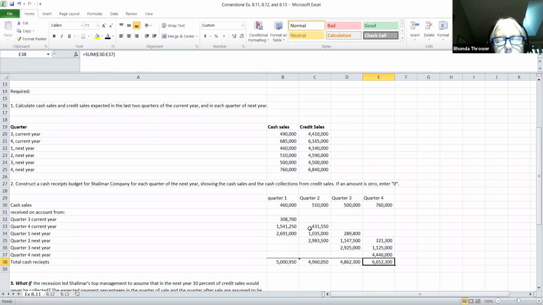And this would be a budget. When we're talking about a cash budget, the first part of the cash budget is where you're collecting cash. So part of these were cash sales and part of them were sales on credit.